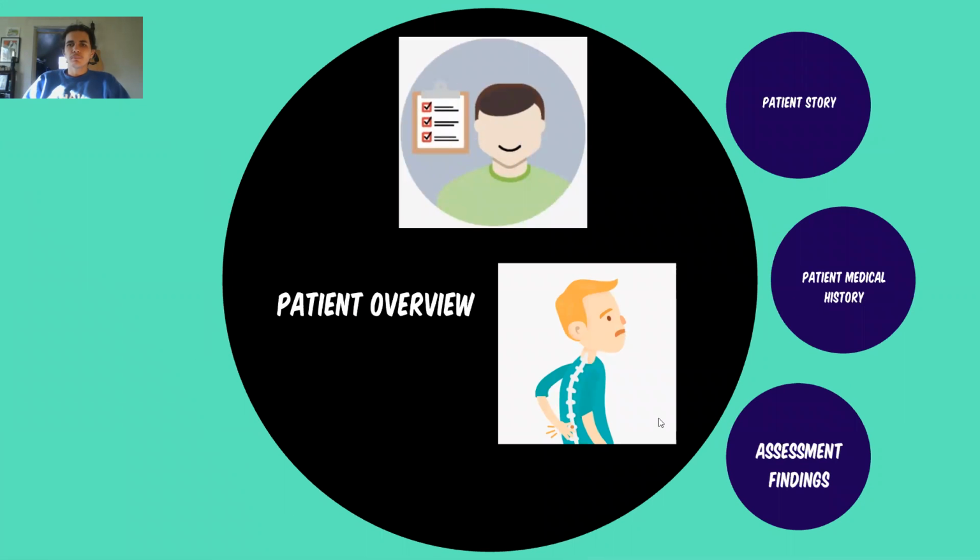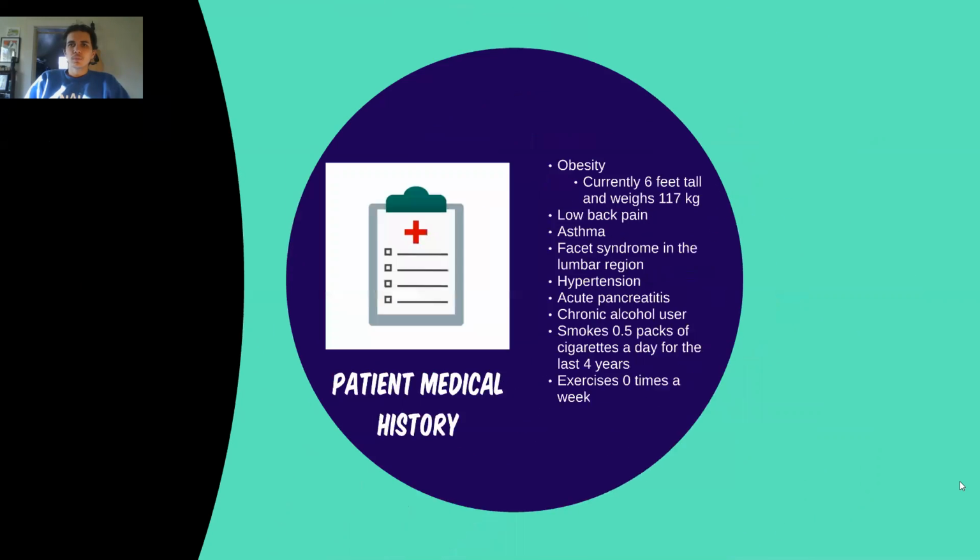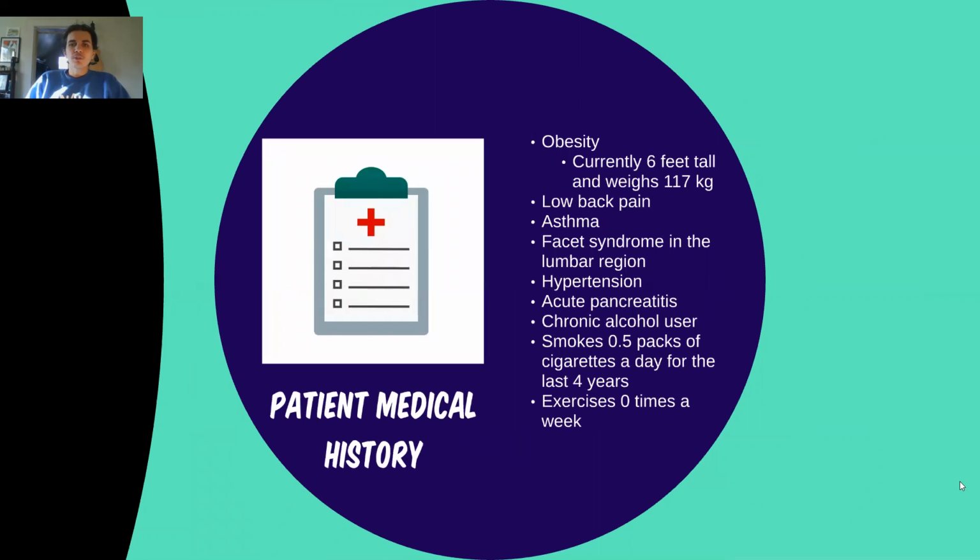So, continuing, hold on just a second. For the patient's medical history that is pertinent to his condition in the hospital. So he has struggled with obesity, so he currently is 6 feet tall and weighs 117 kilograms. So on the BMI scale, that would qualify as obese.